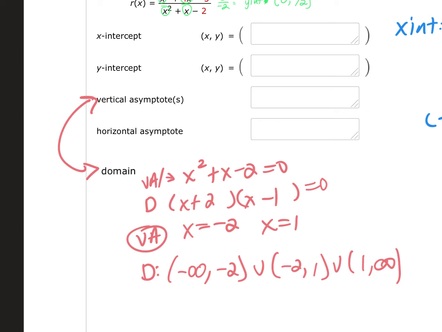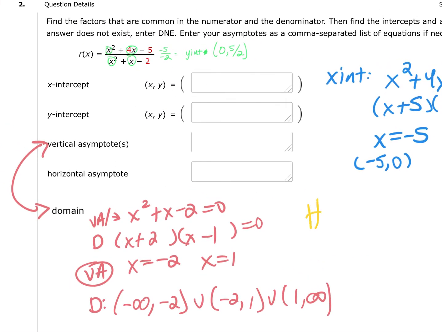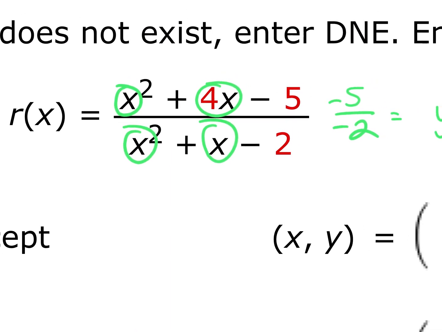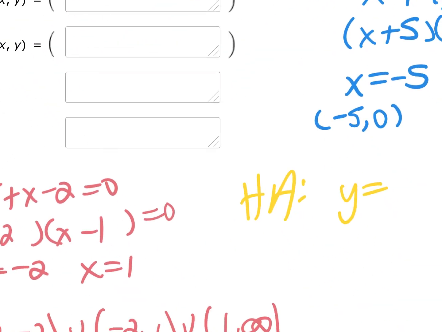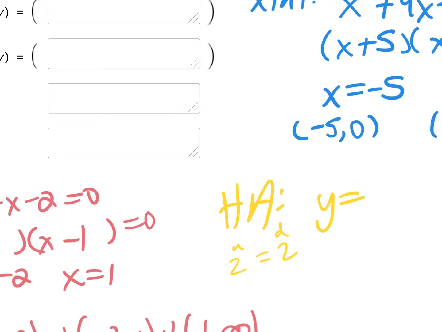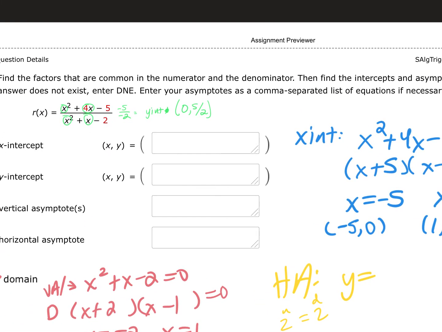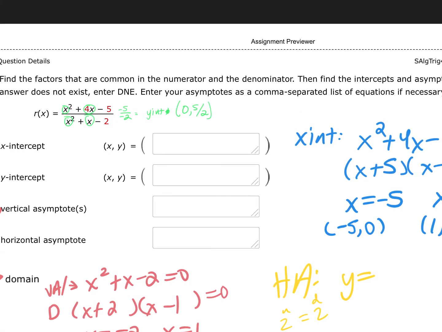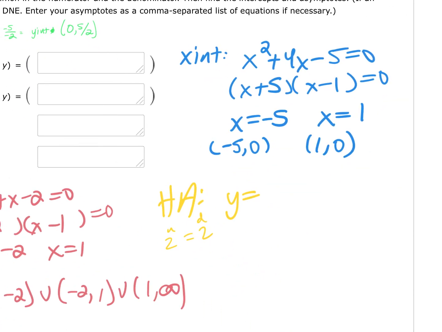Then how do I find horizontal asymptotes? It's a y equals always. I'm going to compare the numerator degree to the denominator degree. Well, in this case, what's the numerator and denominator degree? It's equal. It's 2 over 2. What happens when it's equal? Leading coefficient of numerator, leading coefficient of denominator. In this case, it's 1 over 1. So my horizontal asymptote is that y equals 1.